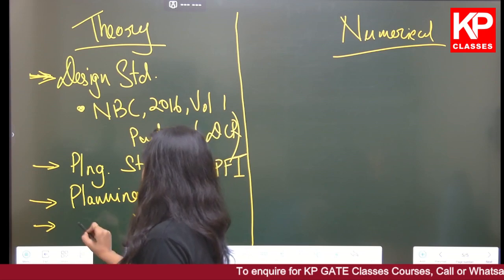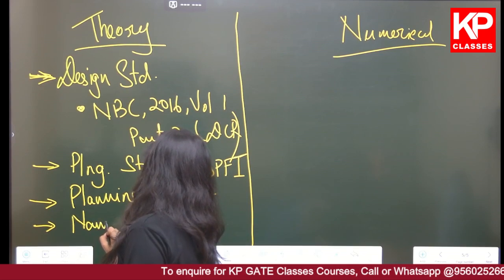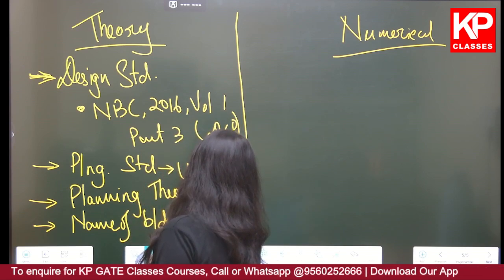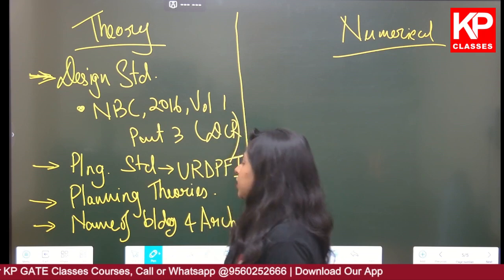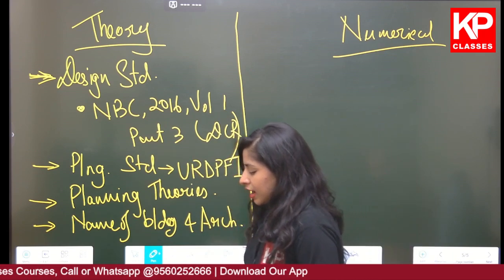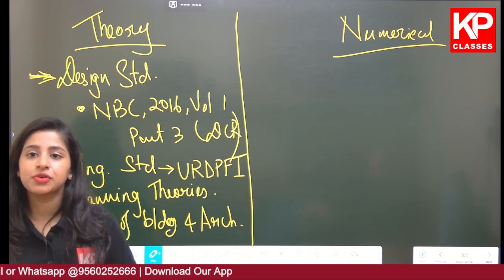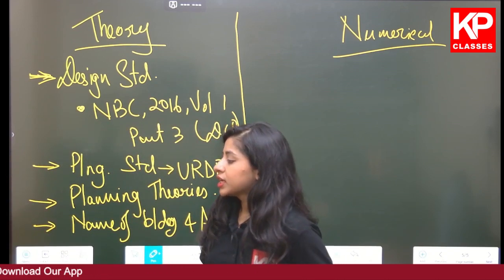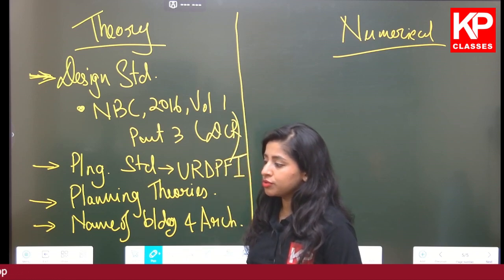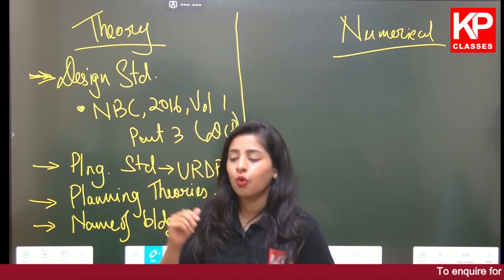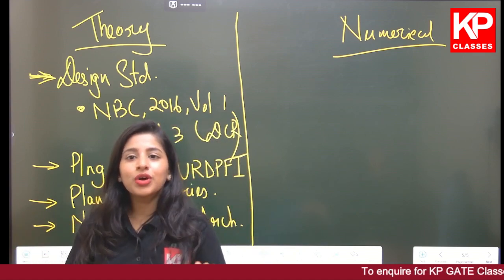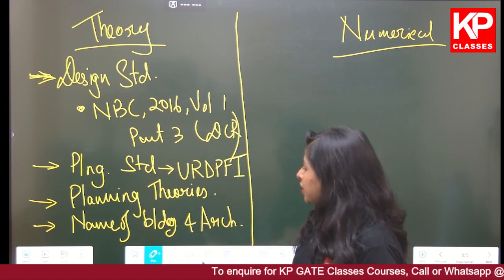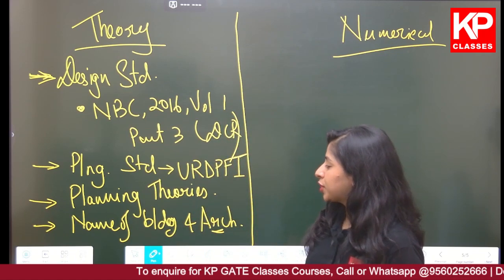Another very important part is name of building and architect. So important buildings and their architects. Again, questions from this are also quite regularly asked. Also, sometimes they ask you the name of the books. Sometimes they might ask you, who gave this particular, let's say, quote. Less is more. Who is the one who gave it? Who gave less is more? So these are the different kinds of things from which you can get direct questions. Okay. So this is something that you have to also keep in mind.